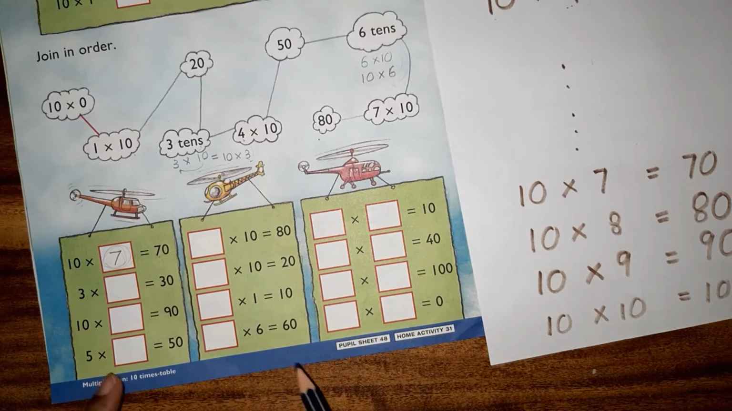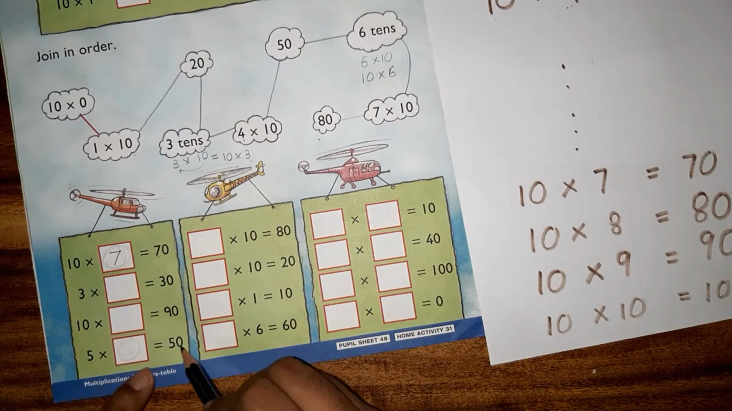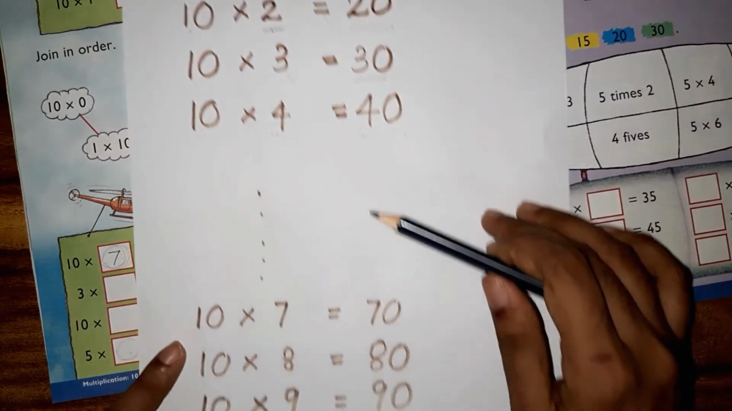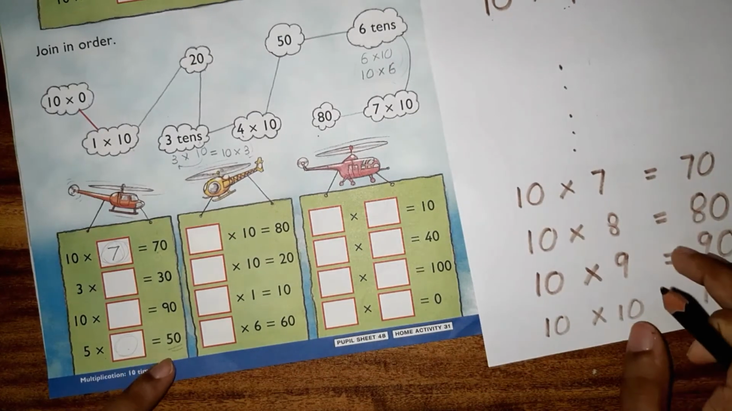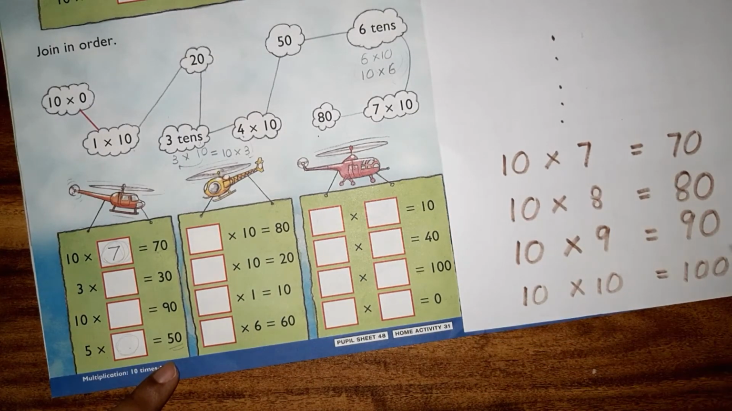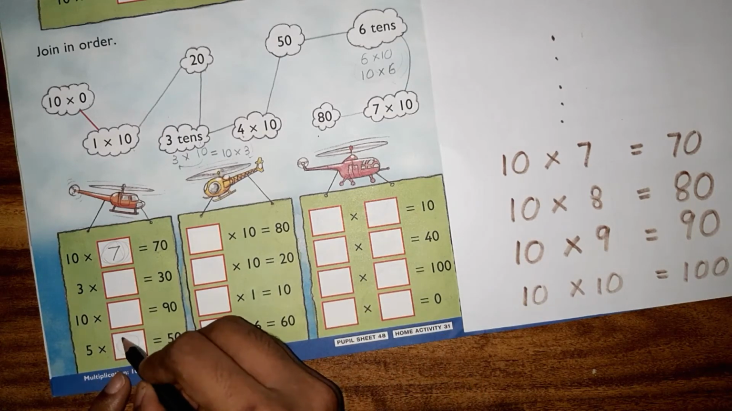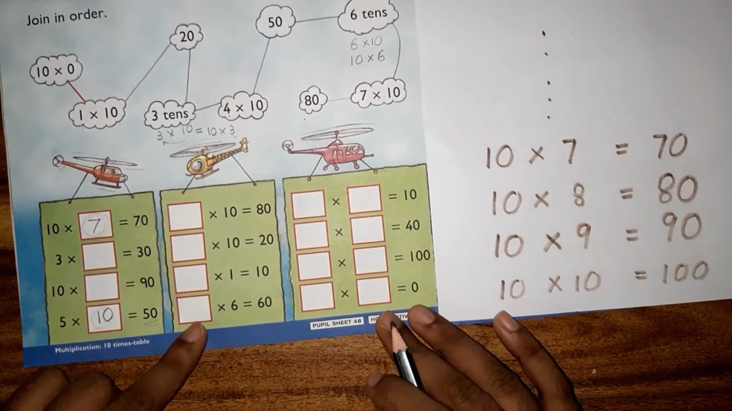Now I'm going to choose one randomly. This one, last one. 5 times what? We have this answer. We know that already. 10, 20, 30, 40, 50, 60, 70, 80, 90, 100. We can have these type of numbers from the 10 times table. So here should be 10. Okay, the rest you can do it alone.